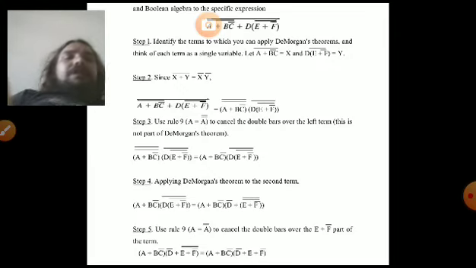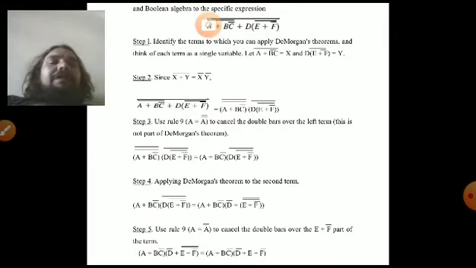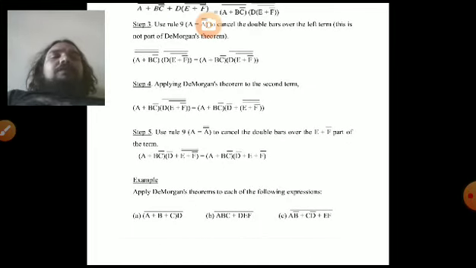Here, using the ninth rule, A double bar is equal to A, and we cancel the double bar over the e plus f part of the terms. That is a plus b into c bar d bar plus e into f bar double bar, which is equal to a plus b into c bar and d bar plus e plus f bar.